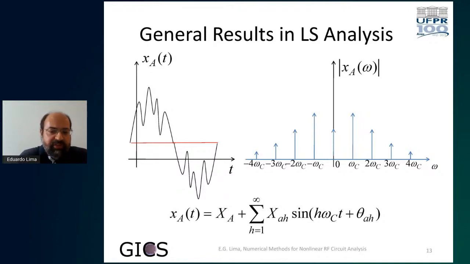The time domain voltage or current in large signal analysis can be written as shown below. In particular, it can be written as the sum of a constant DC value and sines with constant amplitudes and constant phases at fundamental and harmonics.